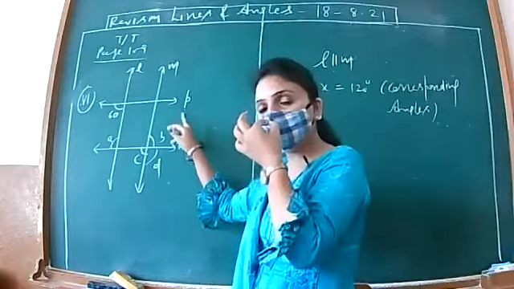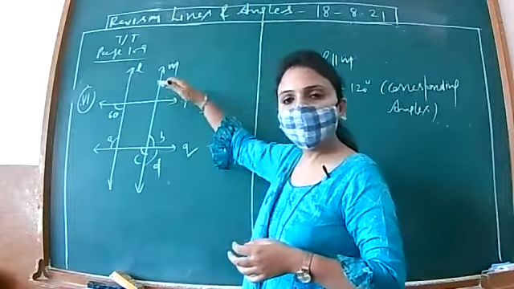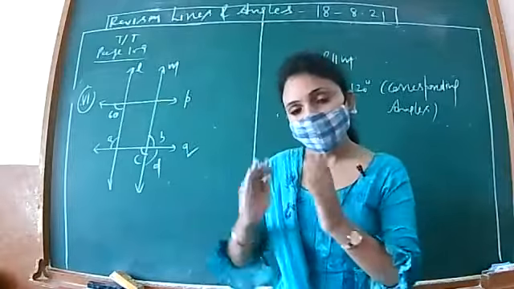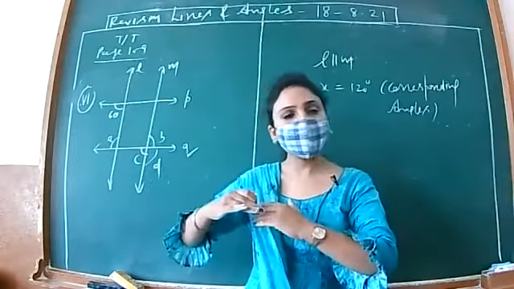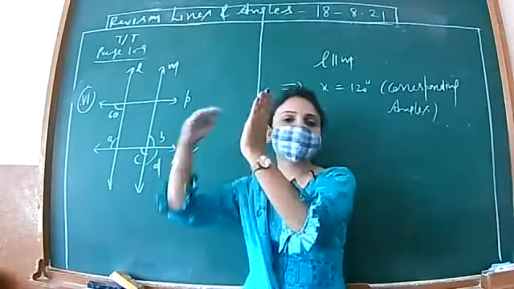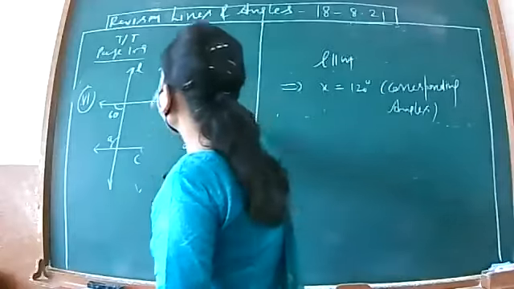That is, these two are parallel. When these are parallel, they will work as transversal. And when these are parallel, these will work as transversal. That means one side wali line ko parallel lenge, to dusri side wali transversal ho jayegi. Idhar wali ko parallel lenge, to idhar wali transversal. Abhi main thodi der ke liye itni figure ko rub kar lega.